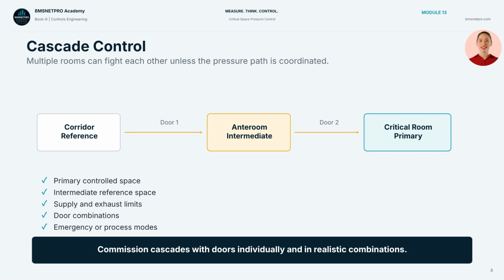A pressure cascade is a coordinated path, not a set of independent loops. The design may identify the critical room as the primary controlled space, an anteroom as an intermediate reference, and a corridor as the building reference. The sequence should define supply and exhaust limits for each space and coordinated response during door operation. Commissioning should test doors individually and in realistic combinations.